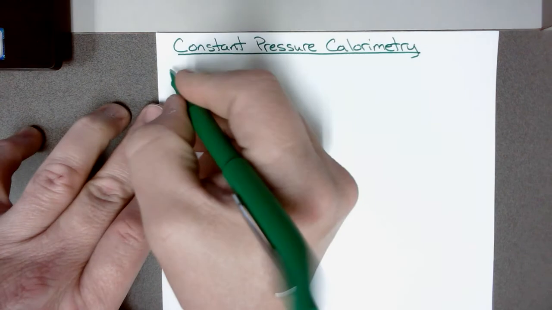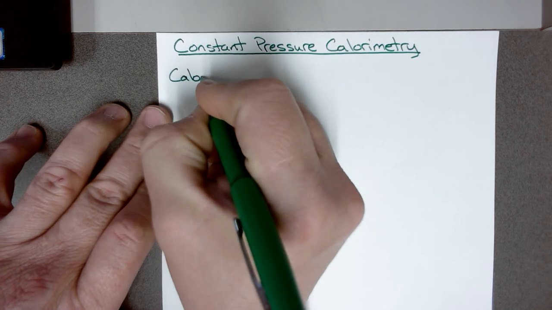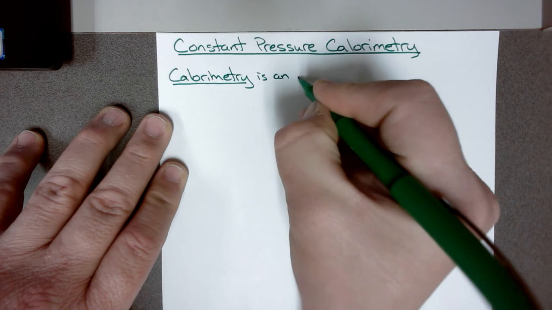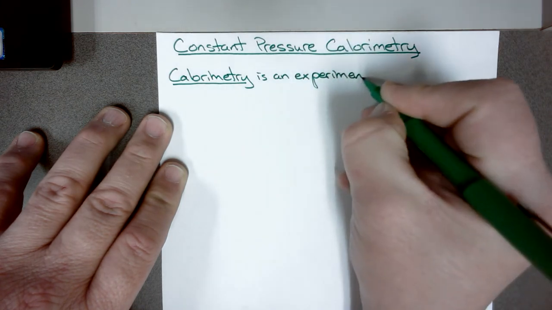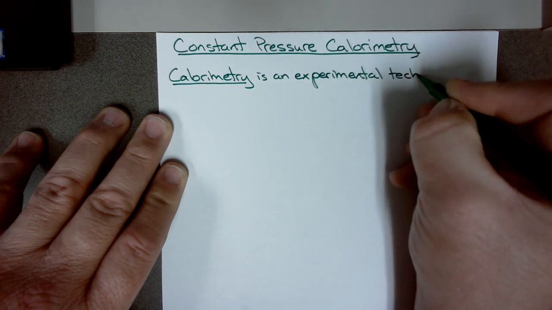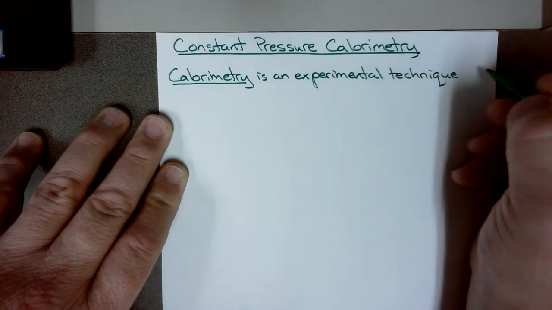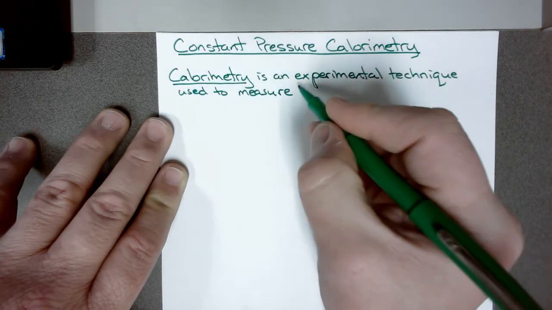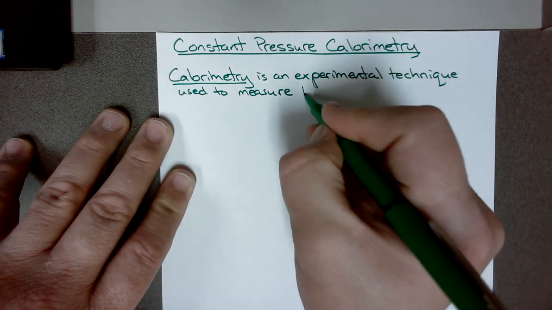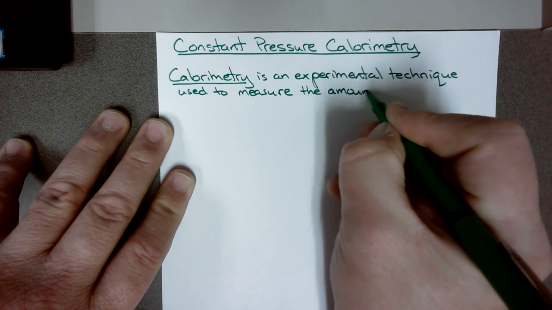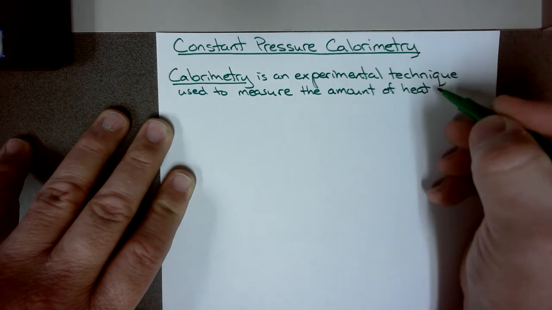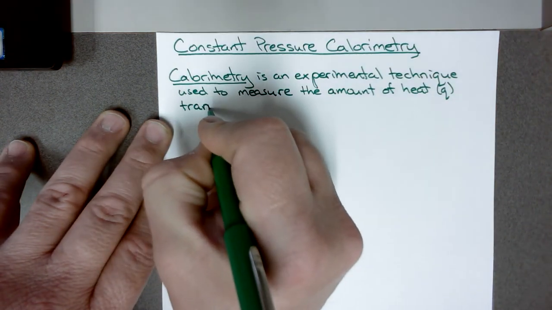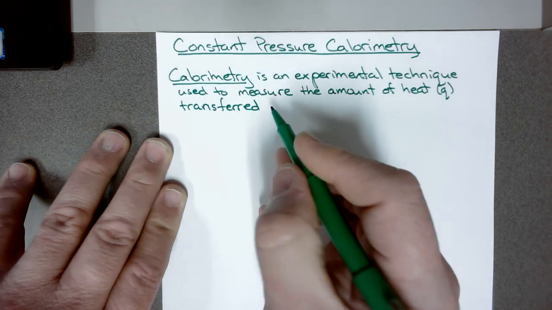So let's define calorimetry one more time. Calorimetry is an experimental technique used to measure the amount of heat, and that's Q, transferred to and from a system.